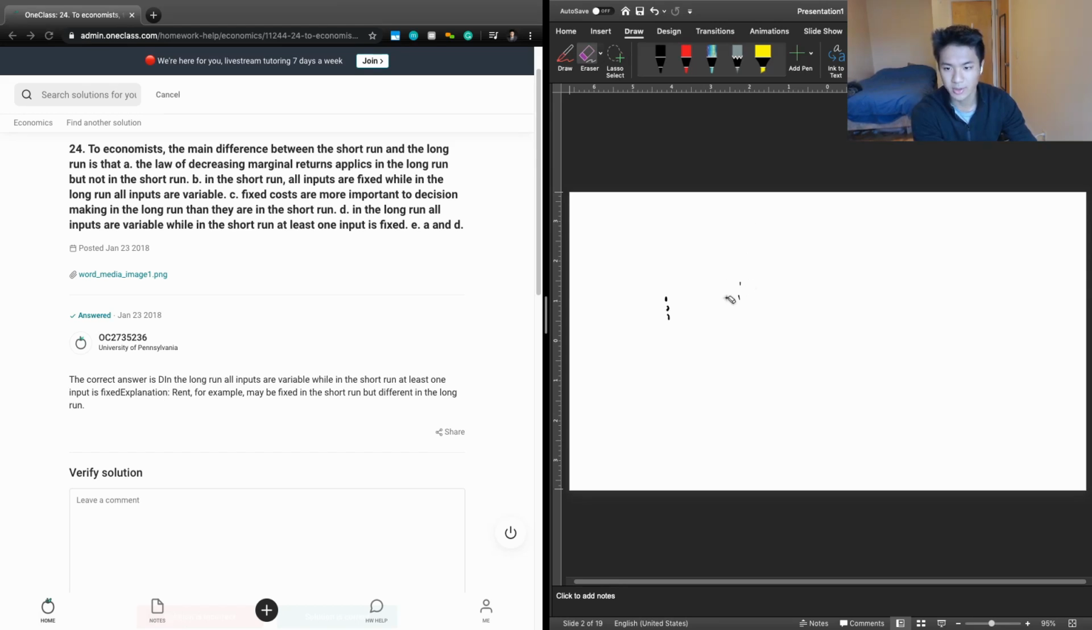So in this question, the question reads, to economists, the main difference between the short run and the long run is that A, the law of decreasing marginal returns applies in the long run, but not in the short run. B, in the short run, all inputs are fixed, while in the long run, all inputs are variable.